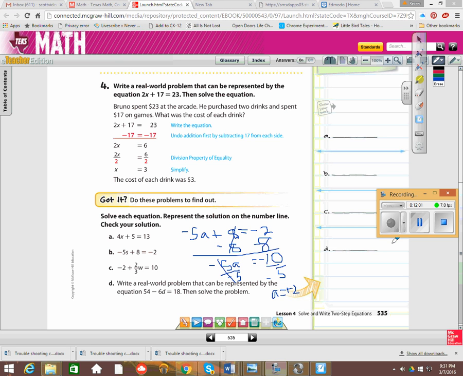Okay, I misspoke. What was my mistake? It should be a positive 2, not a negative 2, because we are dividing by negative 5, and a negative into a negative is going to give a positive 2.